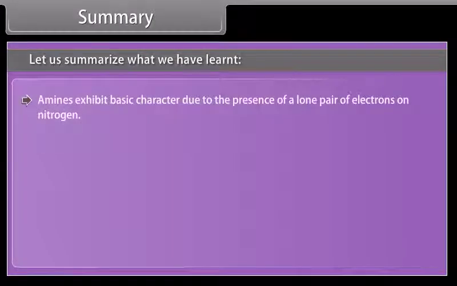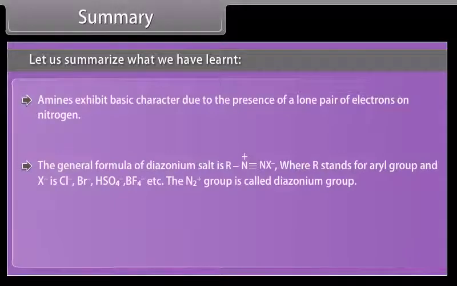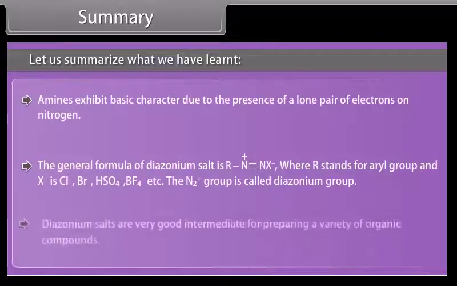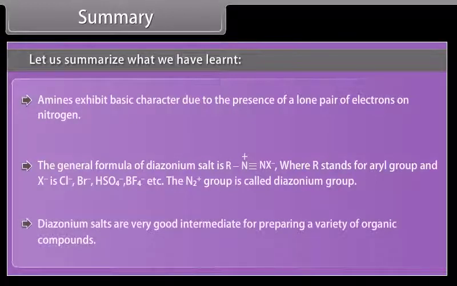Amines exhibit basic character due to the presence of a lone pair of electrons on nitrogen. The general formula of diazonium salt is RN2+ X−, where R stands for aryl group and X− is chloride ion, bromide ion, hydrogen sulfate ion, or tetrafluoroborate ion. The N2+ group is called diazonium group. Diazonium salts are very good intermediates for preparing a variety of organic compounds.